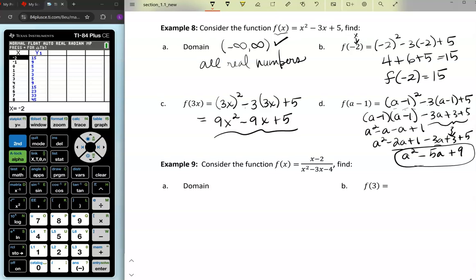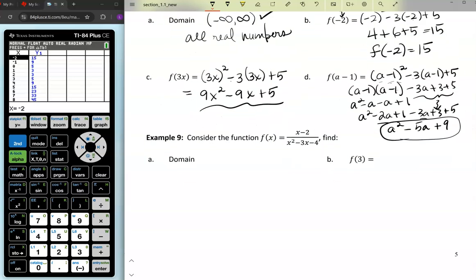We're going to take a look at this function, and we're going to find the domain, and we're going to evaluate it. So we've already kind of looked at these. You notice this one right here. The denominator, this is a rational function. And in a rational function, the denominator cannot equal 0. So to find the domain, we start off by saying x squared minus 3x minus 4 cannot equal 0.